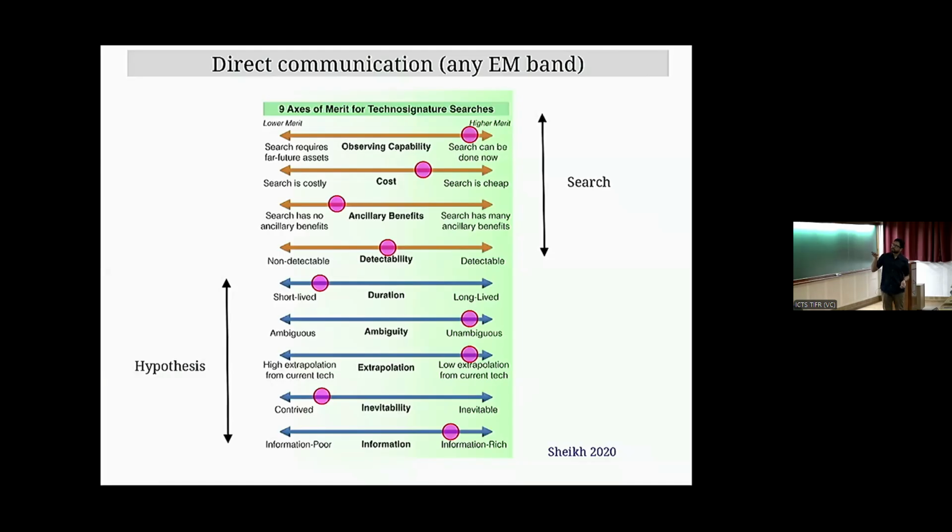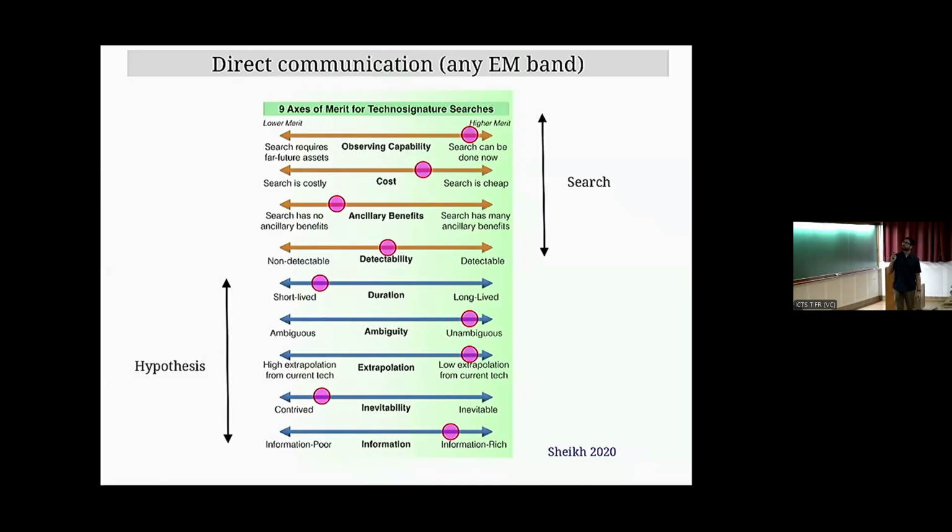Search is also cheap, and people are looking for commensurate surveys so that it can be even cheaper. There are a few downsides: it is a little contrived, the direct communication can be very short-lived, and there are probably no ancillary benefits from those searches.